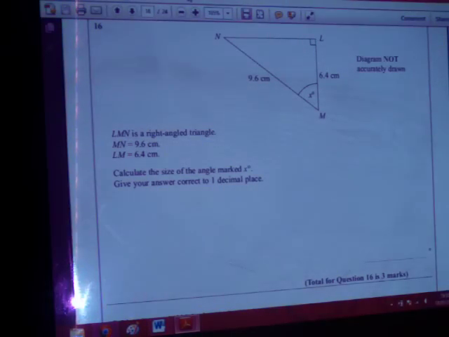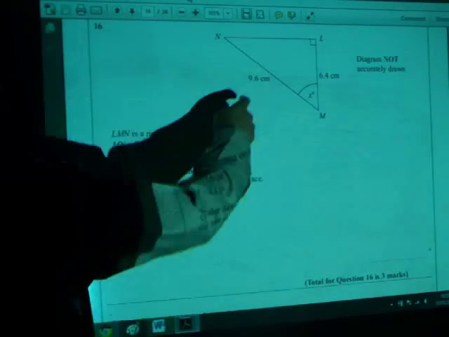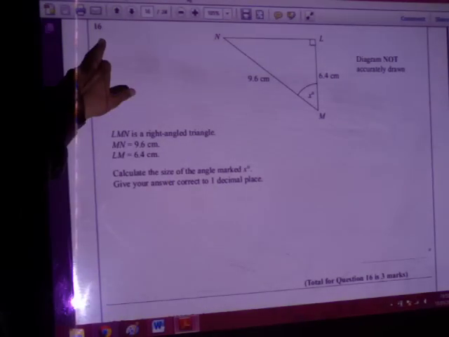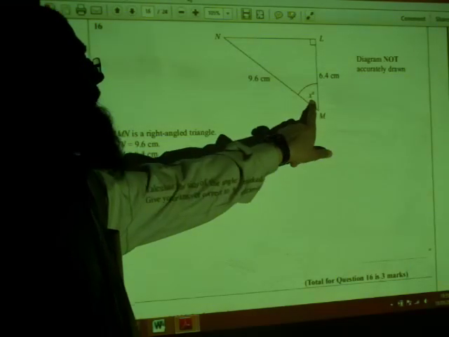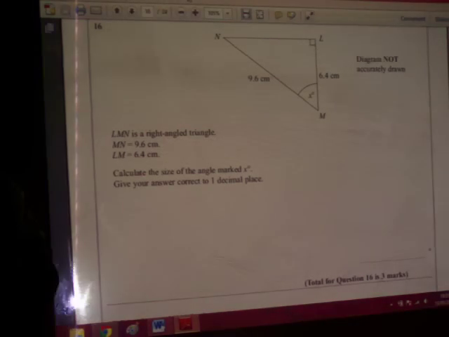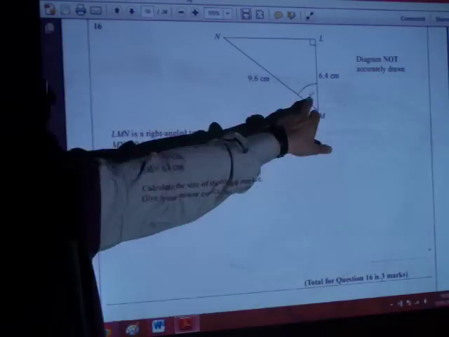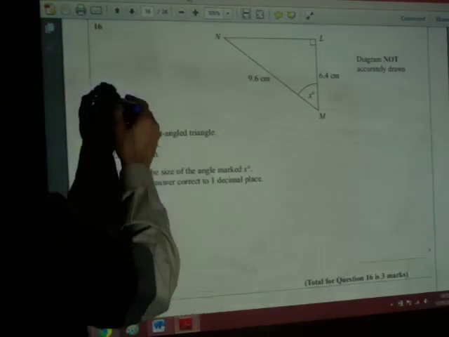It's looking beautiful. Alright. So here we have a right angle triangle, question number 16. We've got to work out the angle here in this right angle triangle. Right angle triangle, straight away you should be thinking about trigonometry, because we've got to work out the angle. Right, let's write this down.